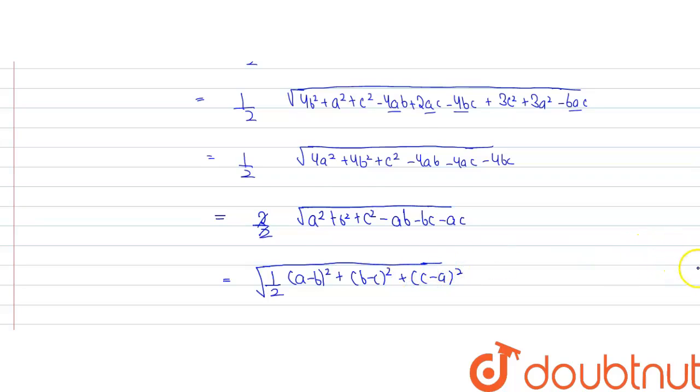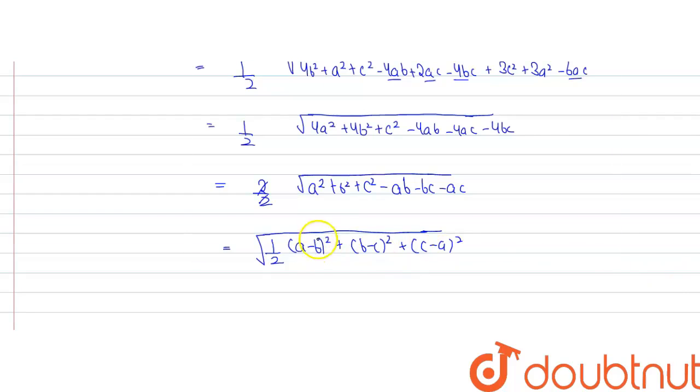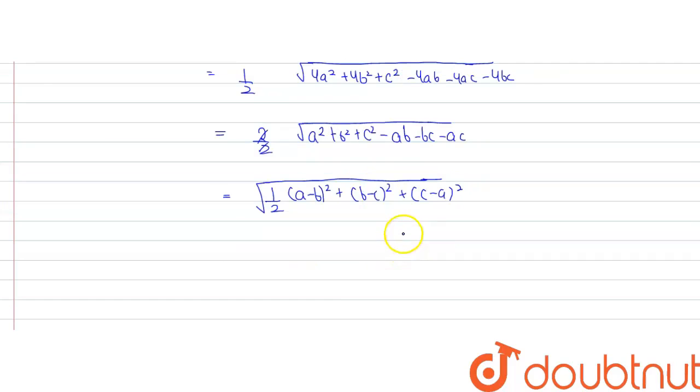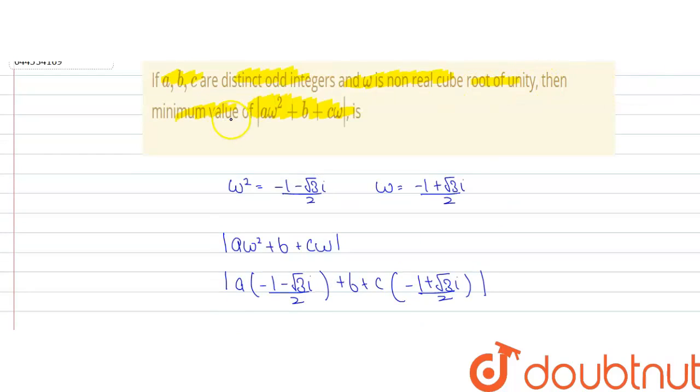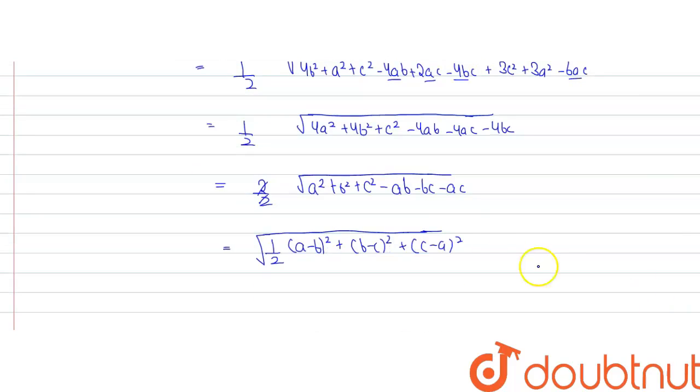Okay, so if we open these terms, we'll get twice of a square plus b square plus c square minus twice of ab plus bc plus ac. So 2 will cut out 2 and we'll get the same equation as above. Now as we know, we have to find the minimum value of this equation. So this value will be minimum when a is equal to b is equal to c, because then all of these terms will cancel out each other and we will get the minimum term.